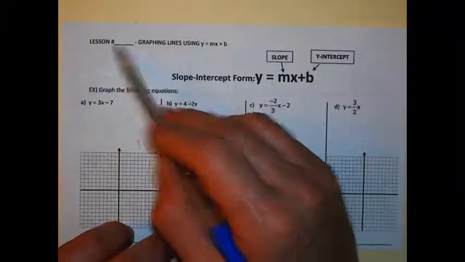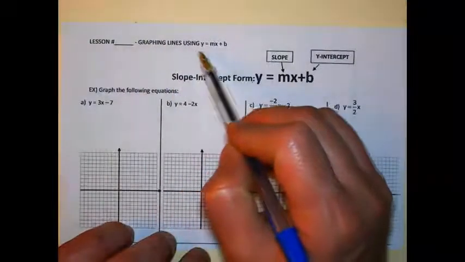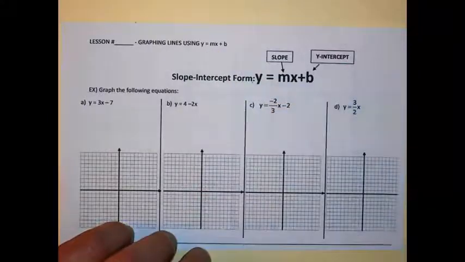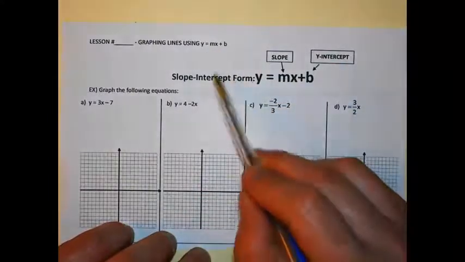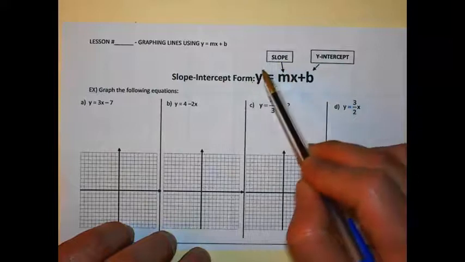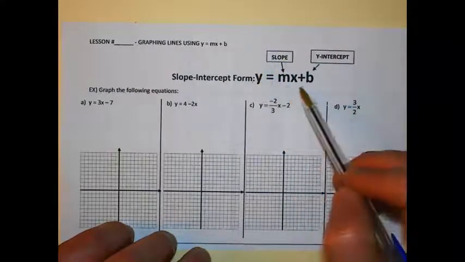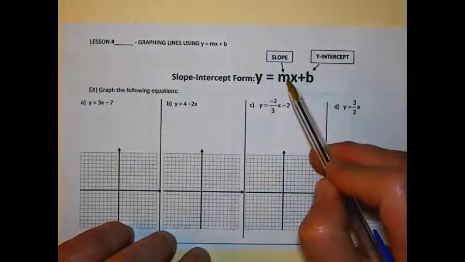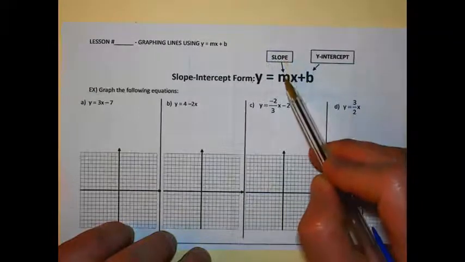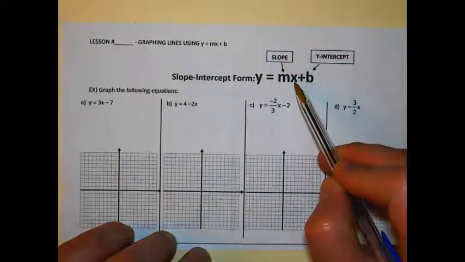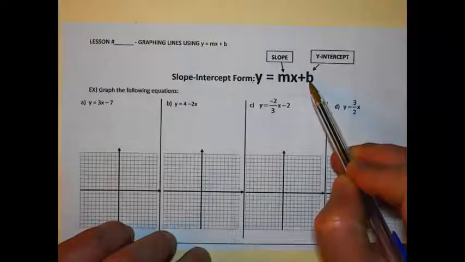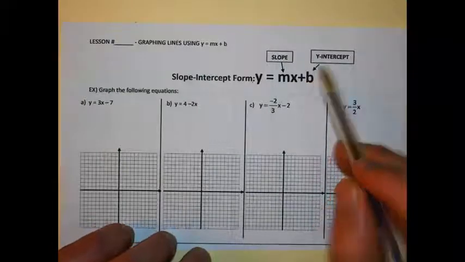Hello, this lesson is going to be on graphing lines using y equals mx plus b. Whenever you're graphing lines, you need to remember always this format: y equals mx plus b. M stands for the slope, and m is the number in front of the x, and b is the y-intercept, and is always the number without x.